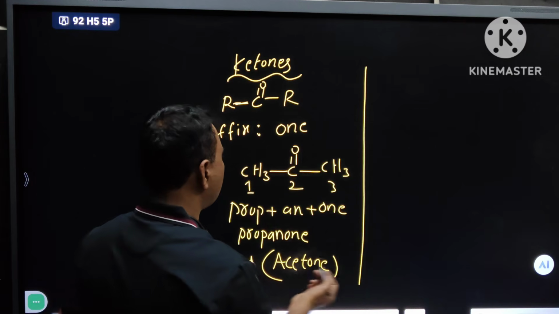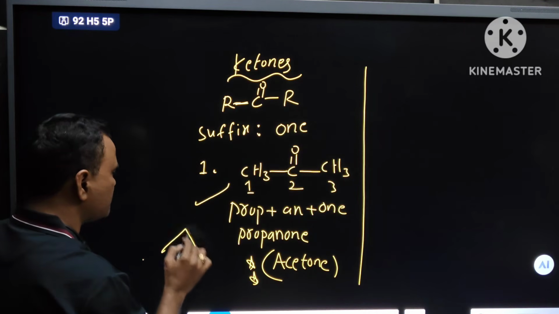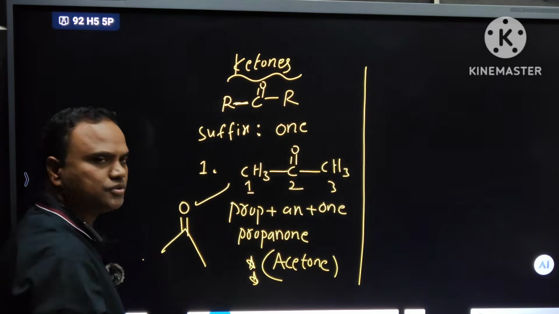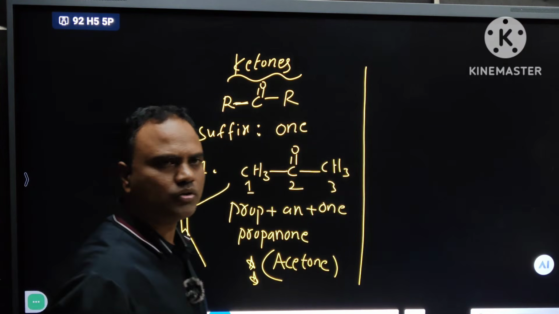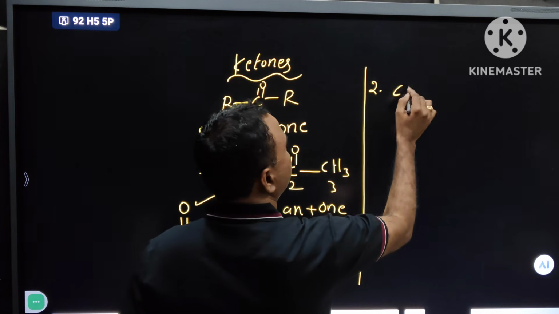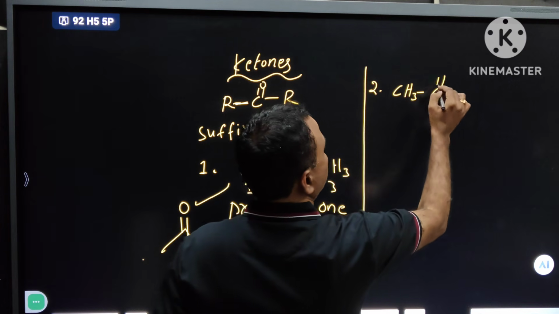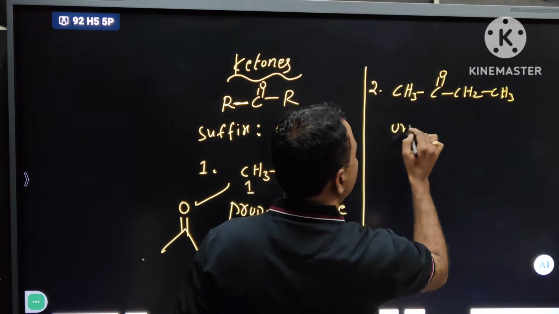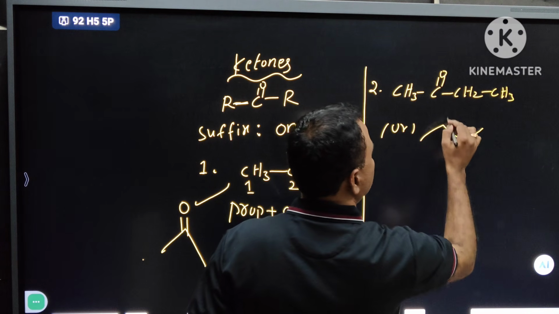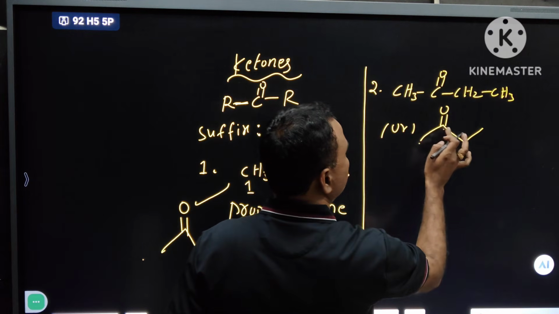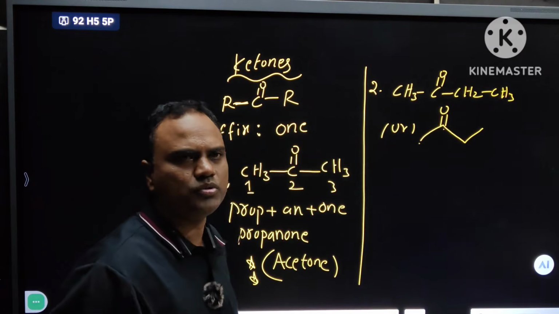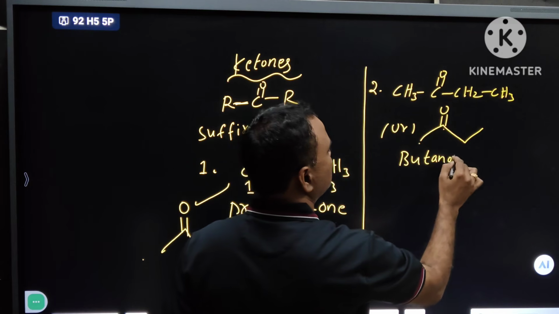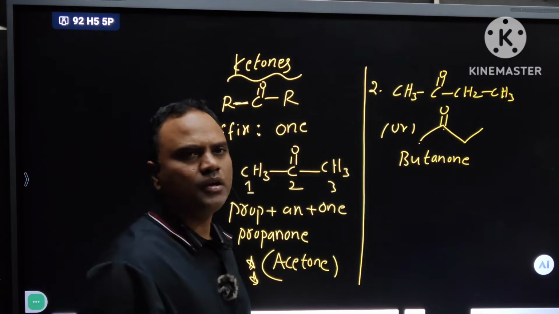Second one, you can write like this also, bond line representation. I forgot to give the bond line representation. Both are the same only, CH3 C double bond O CH3, these two are the same. Okay, right. Second one, you can write like this also, CH3 C double bond O CH2 CH3, both are the same. How many carbons are present? 4. Butanone.